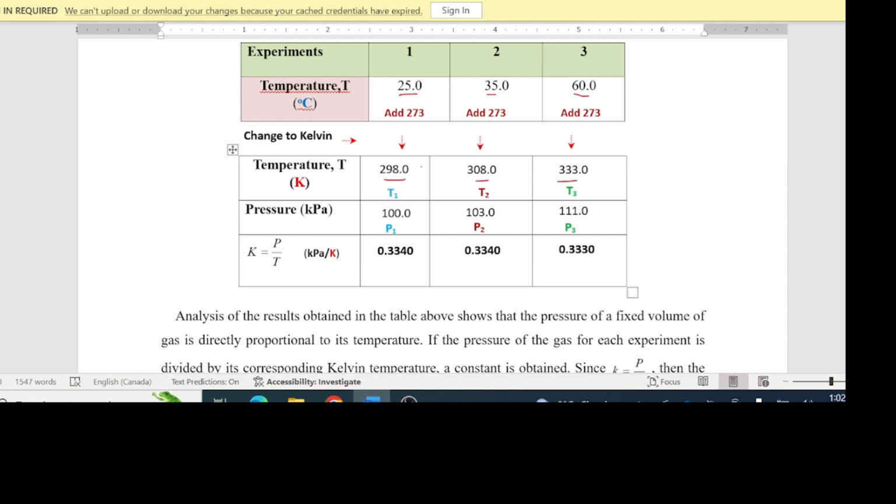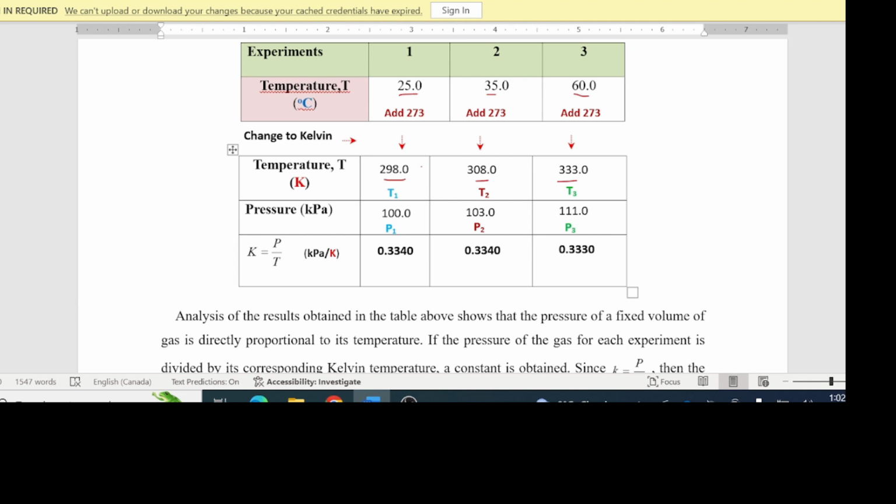So at temperature 298 Kelvin, the pressure was 100 kilopascals. When you raise the temperature to 308 Kelvin, you can see there was an increase of pressure. We call that T2 and we call that P2. Raising it further to 333 Kelvin, you'll see there was an increase of pressure.